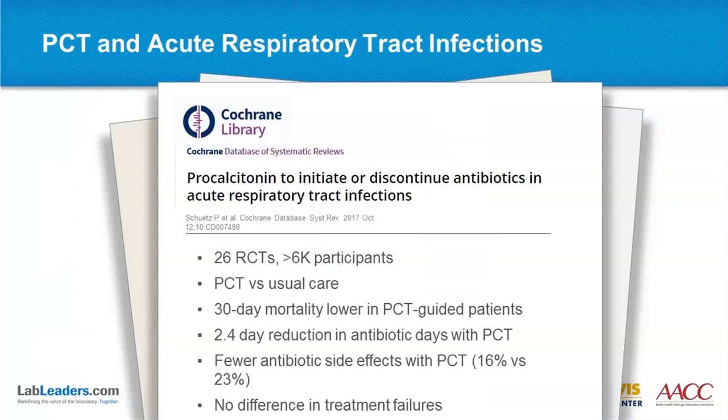So going back to all the data, and this is a Cochrane review database, you can see here there's been a lot of studies that looked at procalcitonin to initiate or discontinue antibiotics in respiratory tract infections. And this is where all that data pushes now the focus of PCT in this cohort. So about 26 RCTs have been conducted, summing up to about greater than 6,000 patients. Procalcitonin versus usual care, standard care, that's usually the model of these studies.